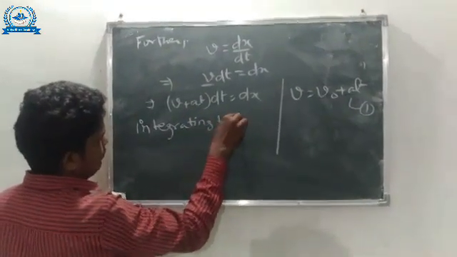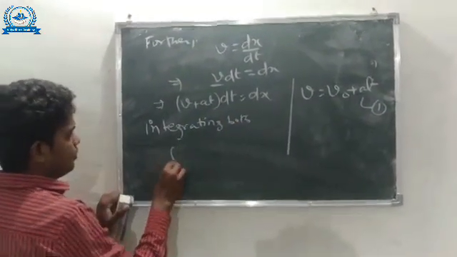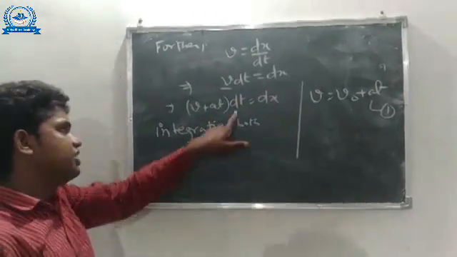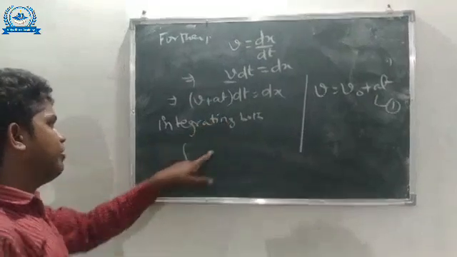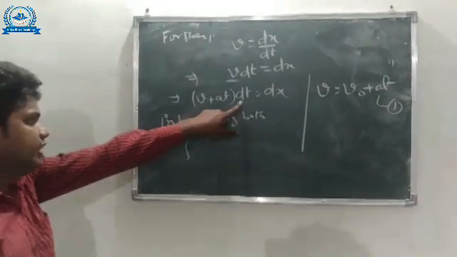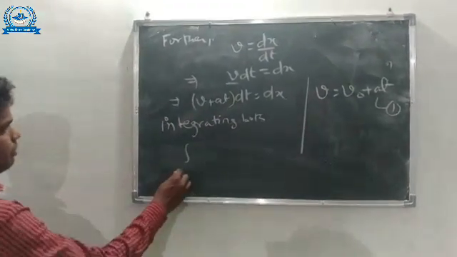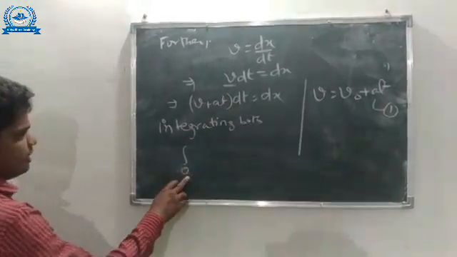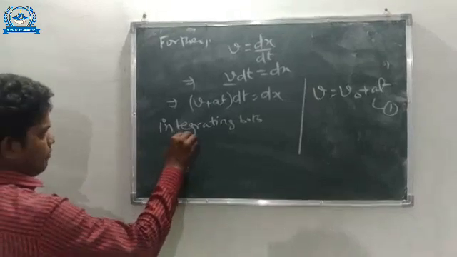Both sides. So this has been differentiated with respect to time. So while we are integrating, we will integrate when the lower limit will be when time is equal to 0. Initially the time is 0 and the final time is t.